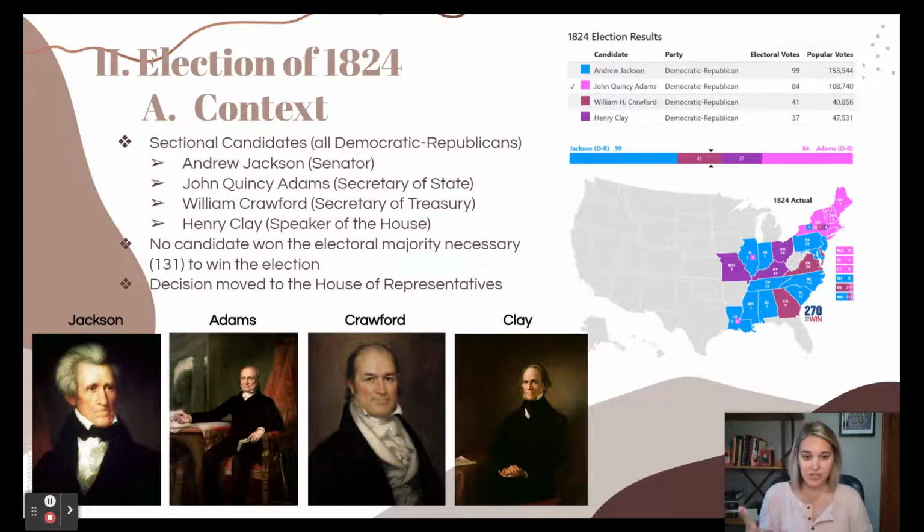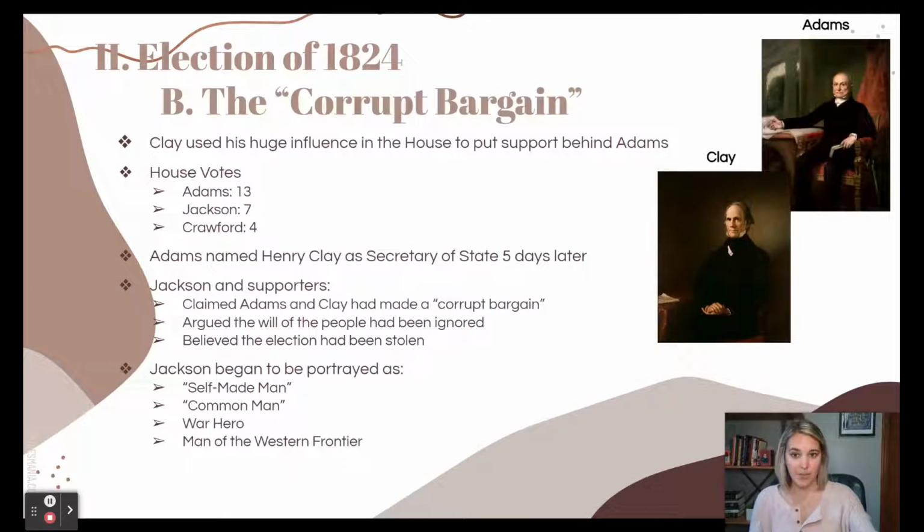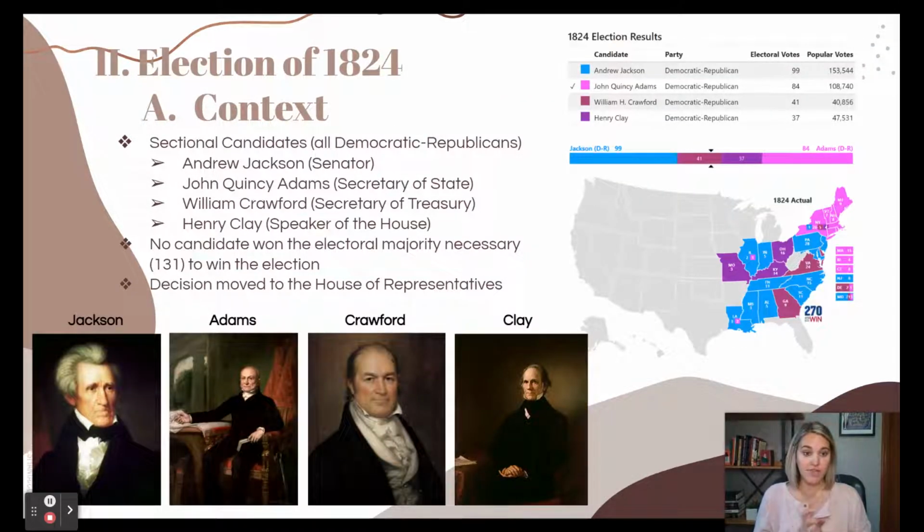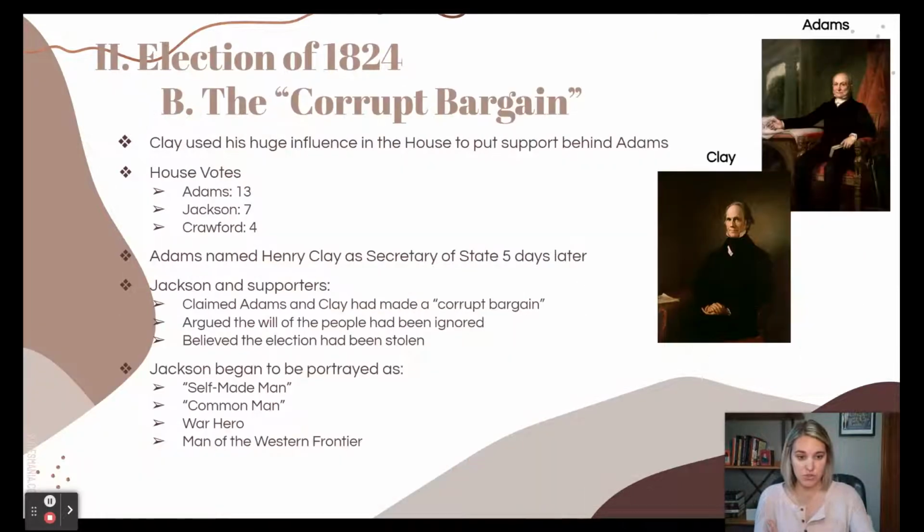Andrew Jackson was a Westerner. Many people really didn't consider that he was going to be as popular as he was. The candidates needed to earn 131 electoral votes in order to win. Even though Jackson won the majority of the electoral votes and the popular votes, it wasn't 131. And so the decision moved to the House of Representatives. Because Clay came in fourth, the House has to choose between the top three. That's part of the Constitution.